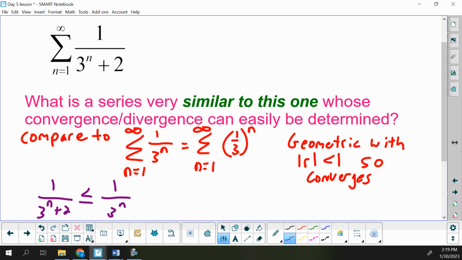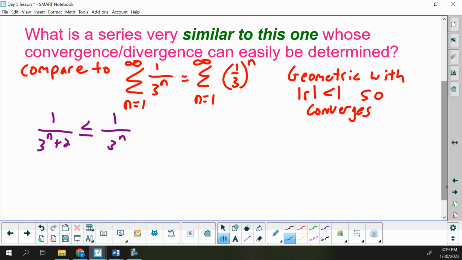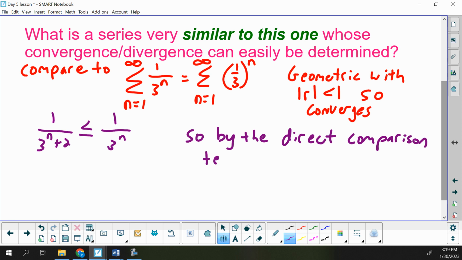Well, let's think about this. We know the 1 over 3 to the n is going to converge. That means everything smaller than it will also converge. So we've just shown it's smaller. We showed the nice one converges. So all we've got to say now is, by the direct comparison test, our original one, the sum from n equals 1 to infinity of 1 over 3 to the n plus 2, converges.